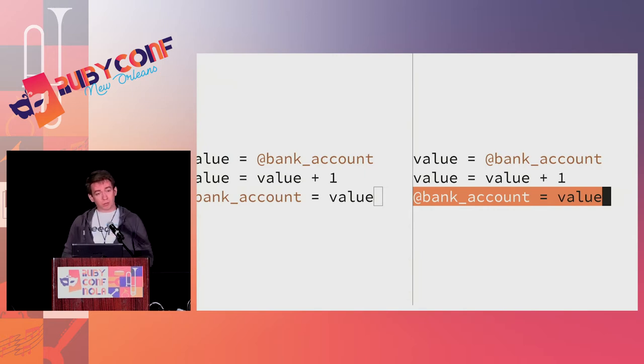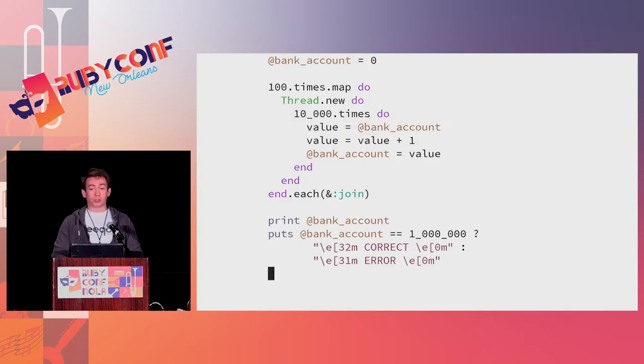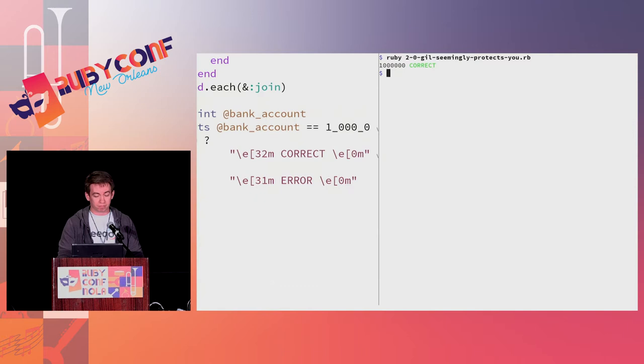And now I will try to run the same code with Ruby MRI, which does have GIL. And by the way, ladies and gentlemen, this is going to be the first appearance of GIL in this talk. So lo and behold, I'm running the same code with Ruby MRI, which does have GIL. And it's correct. It is reliably correct.